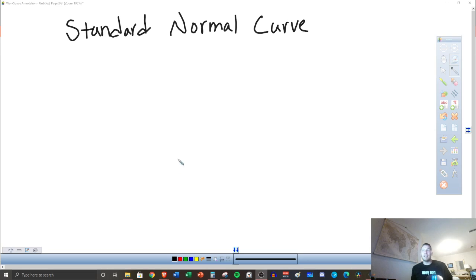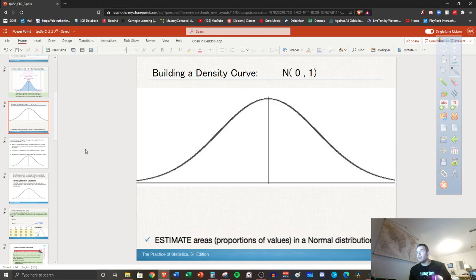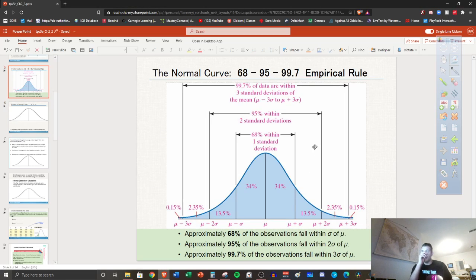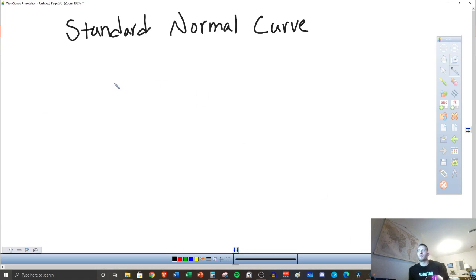Let's talk about a standard normal curve. We've been looking at normal curves, and we have the 68, 95, 99.7 rule. We can use that to help us do our homework. There will be another homework assignment that's going to have to come out next week before we take our test, and it's going to be over other calculations with a normal distribution. But let's go ahead and talk about a standard normal curve.